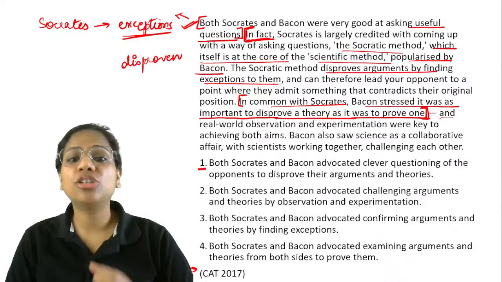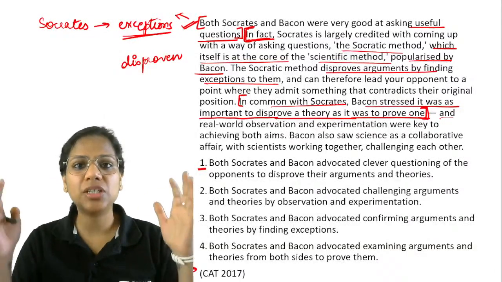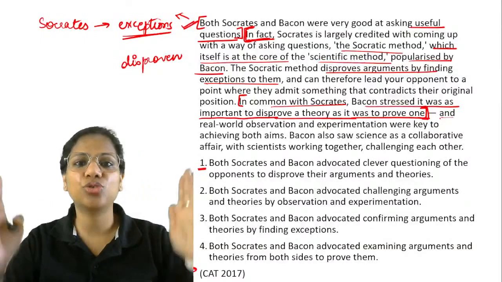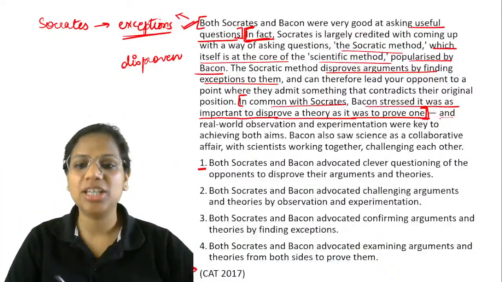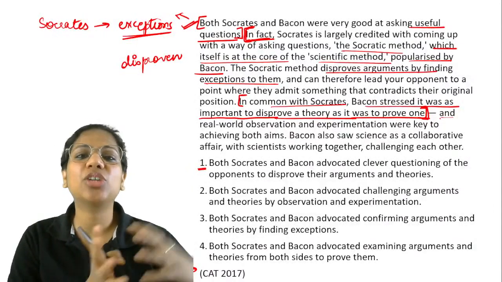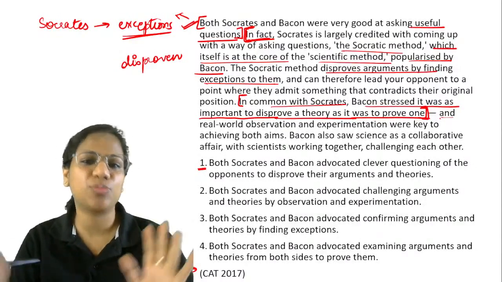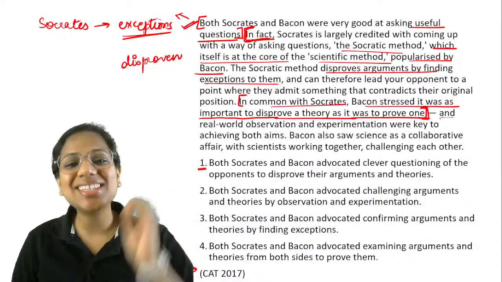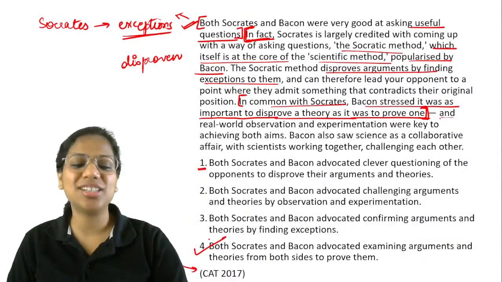Now, Bacon also recognized that it is as important to disprove a theory as it is to prove one. Basically, we should have a holistic approach. We should look at a theory from both the sides, and only if we cannot disprove it, then we should accept it. Only when we cannot find any exceptions, then we should say that okay, now it stands proven. So this is what they were saying in common, and that's why the answer here is 4.